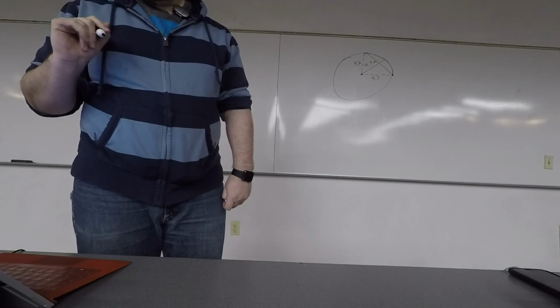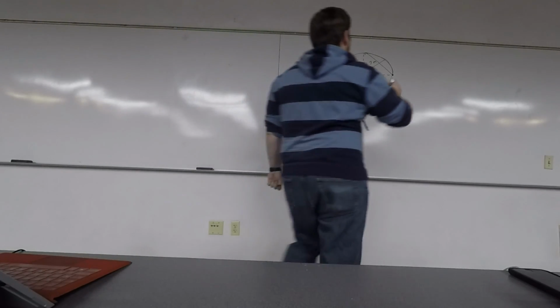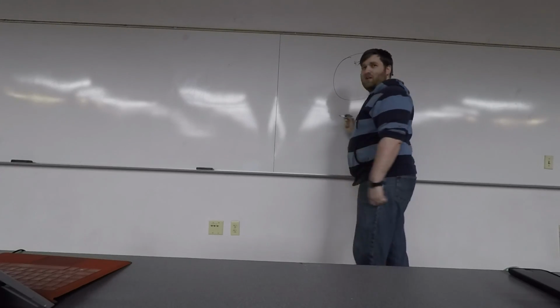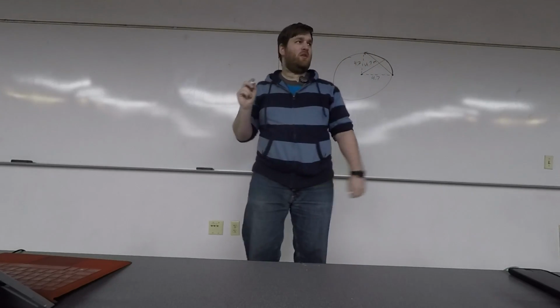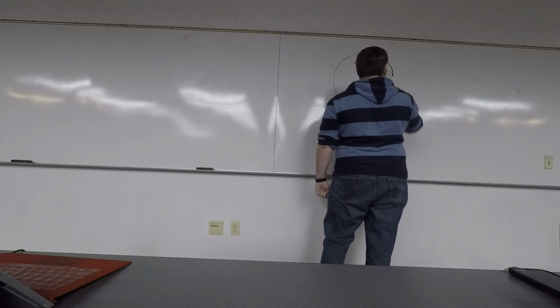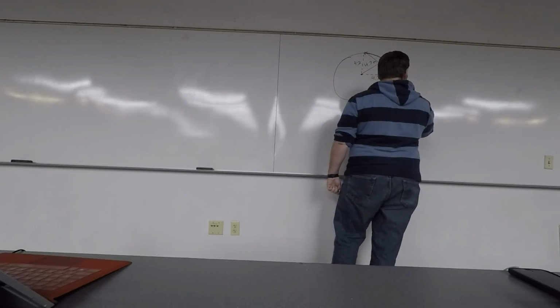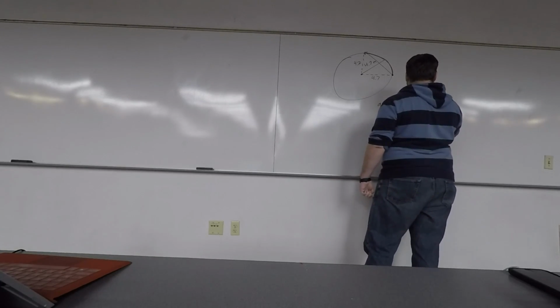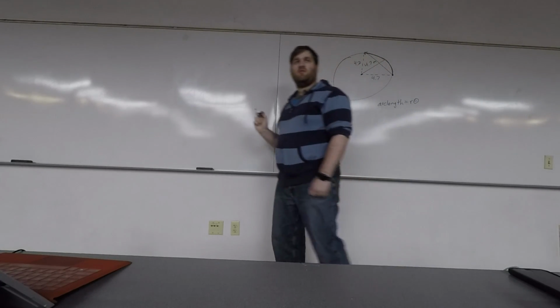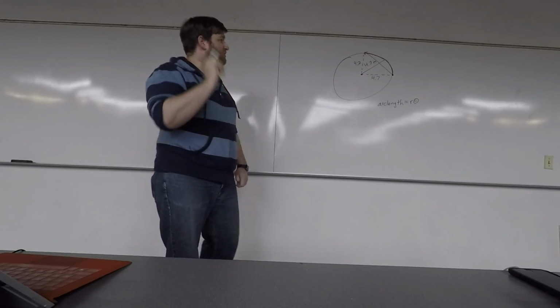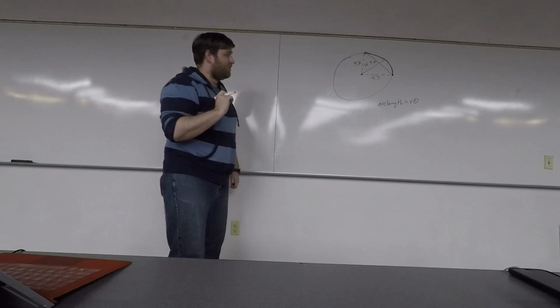Oh, and then it asks how far the person skated. So that would just be the arc length of this. And you probably covered arc length before. It's simply arc length equals R theta, where theta is in radians. That's your arc length, I believe. So you might want to fact check me on that one.